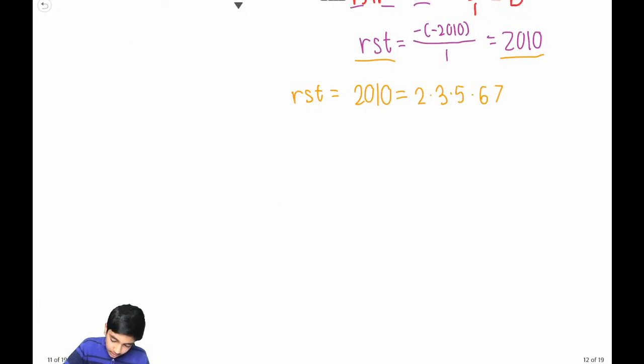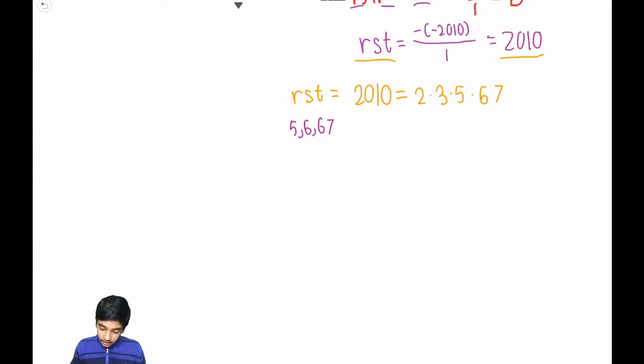So basically, in order to minimize r plus s plus t, we're going to choose that r, s and t will be 5, 6, and 67 in any order. I'll explain why this will be the minimum in a minute. And yes, it does work for any size polynomial, this Vieta trick.